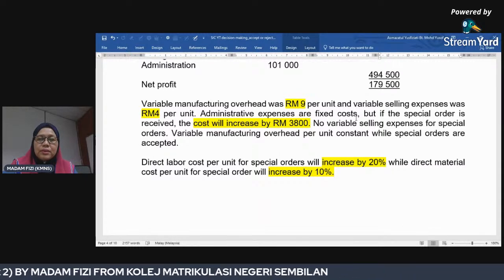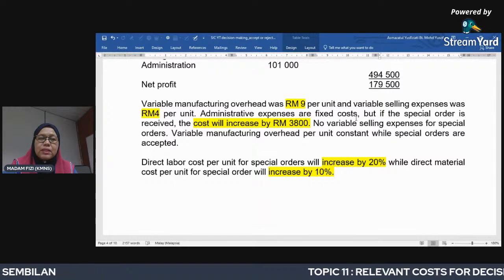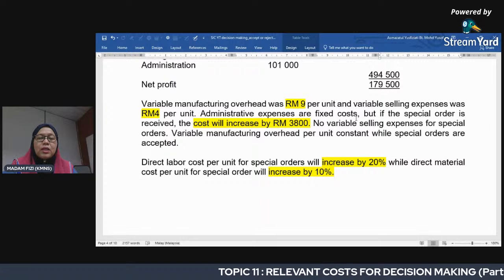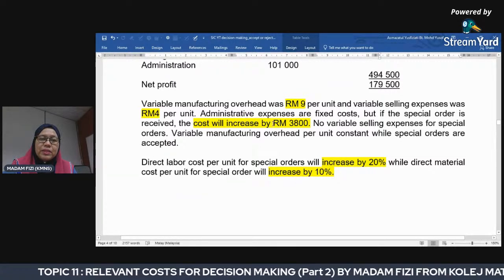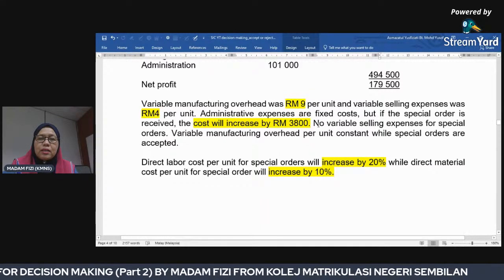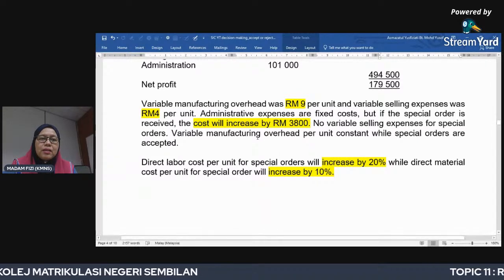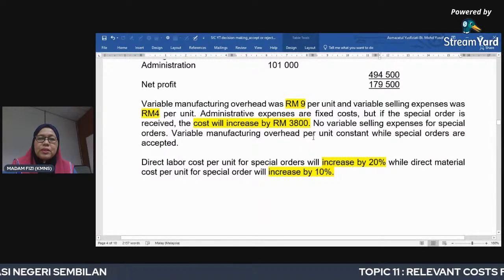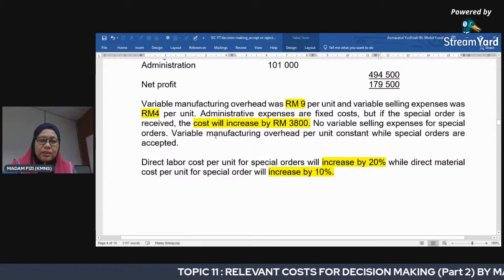Okay, apa maksud dia? Jika kita terima special order, cost administrative tu, yang fixed tu akan meningkat sebanyak 3,800. Okay, so dalam kes ni, the fixed cost for administration expenses dah jadi relevant cost. Okay, lagi. No variable selling expenses for special order. No variable selling expenses and variable manufacturing overhead per unit constant while special order are accepted.